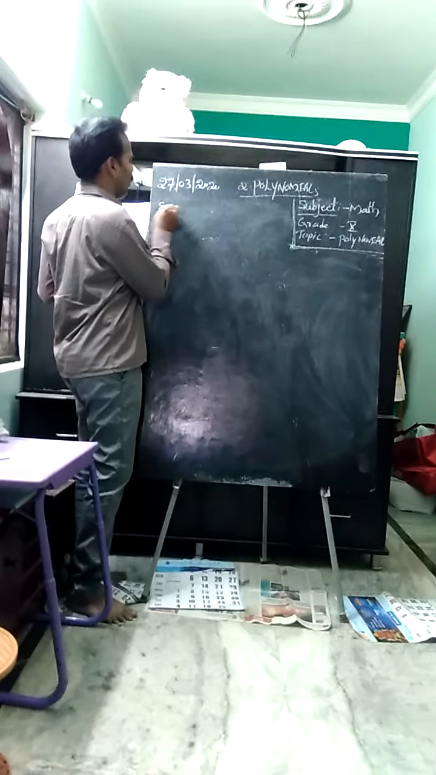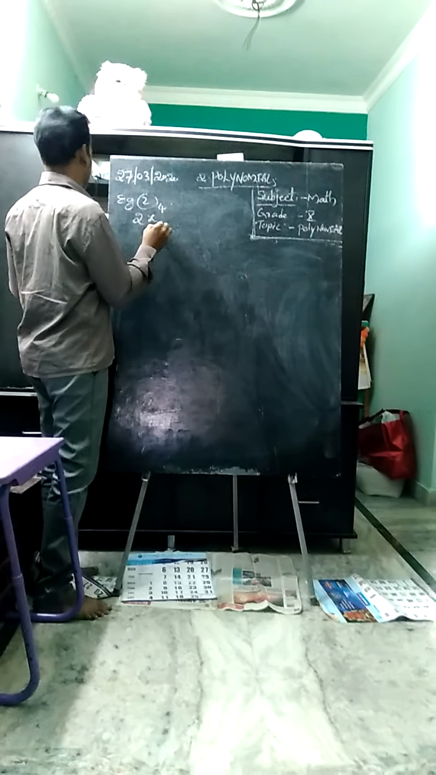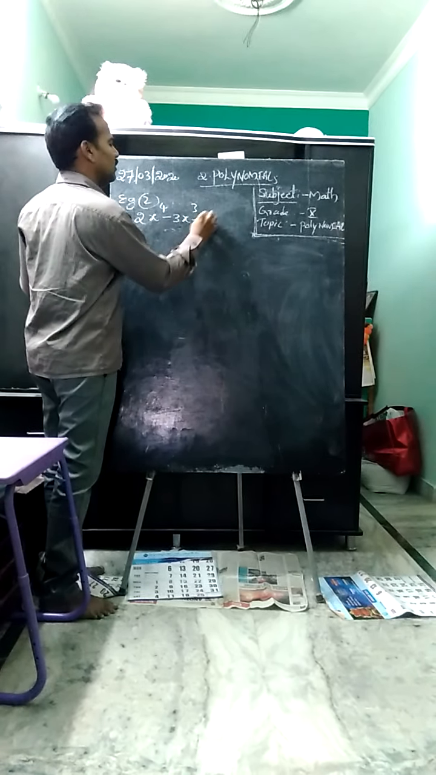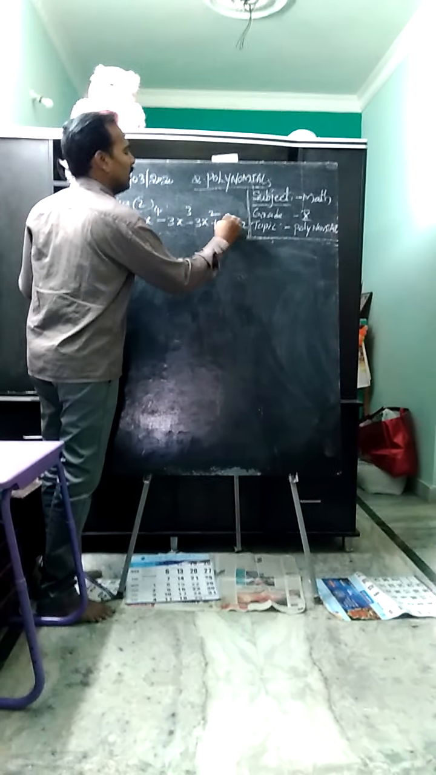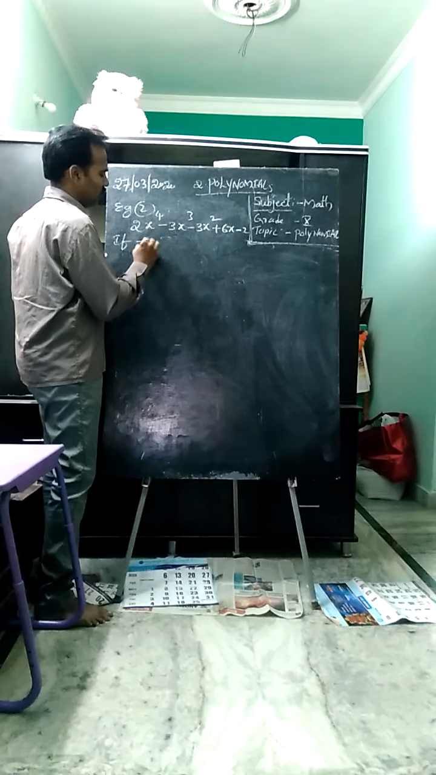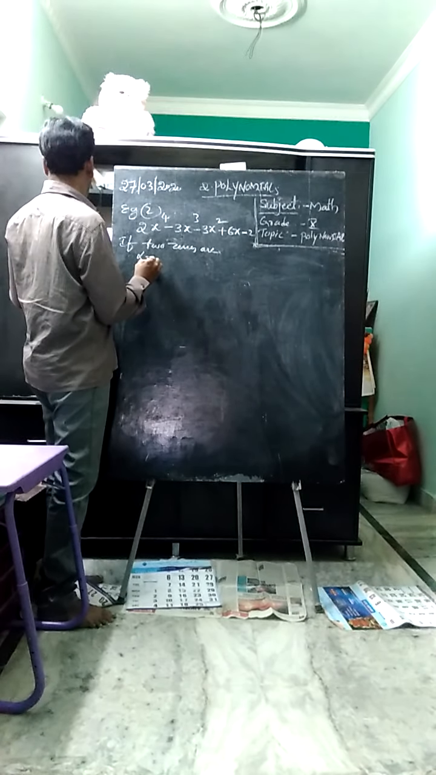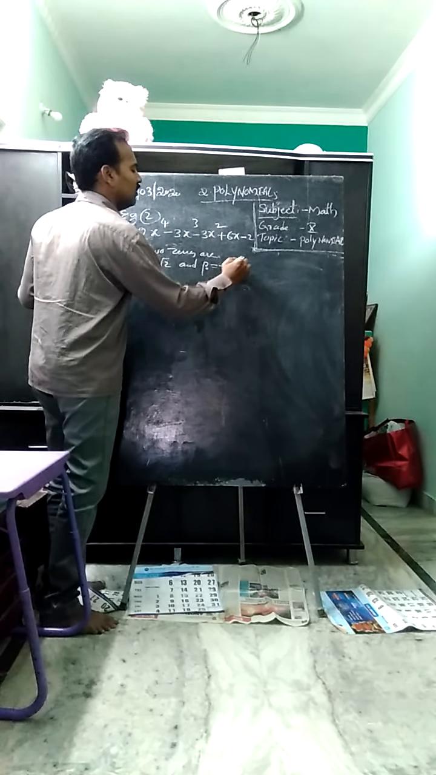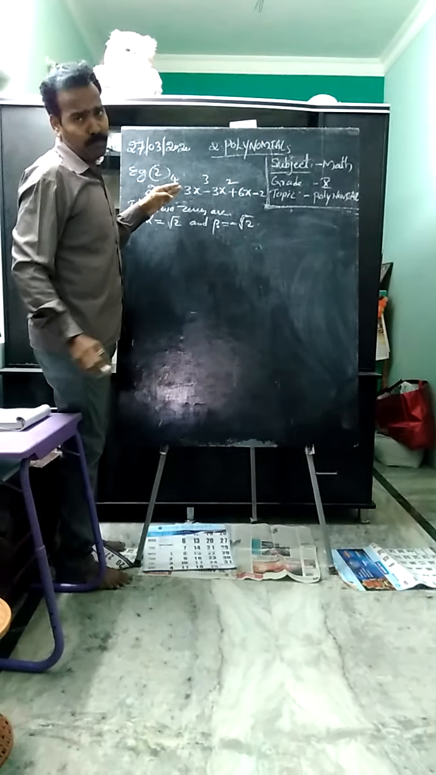Find all zeros of the polynomial 2x power 4 minus 3x power 3 minus 3x square plus 6x minus 2, if two zeros are given. Let me consider one zero alpha as root 2, another zero beta as minus root 2. Students, here a biquadratic polynomial is given.